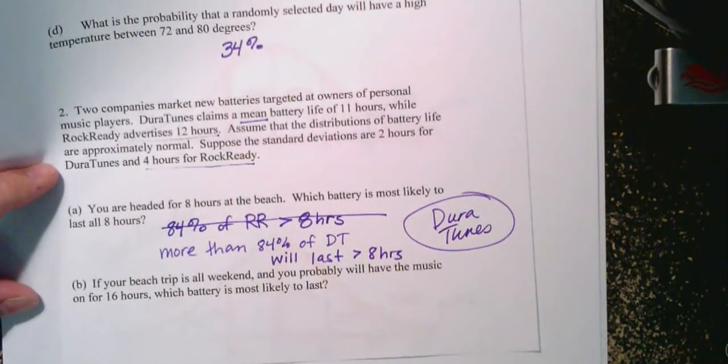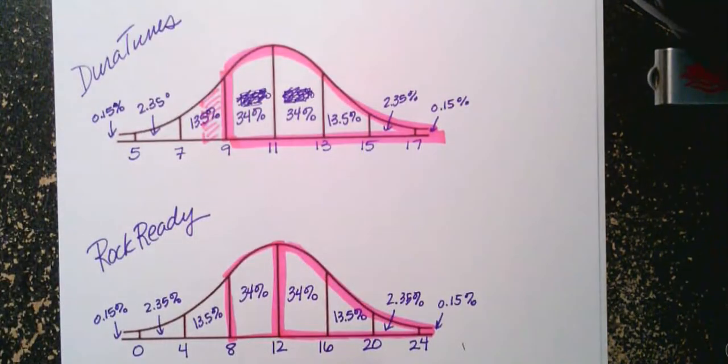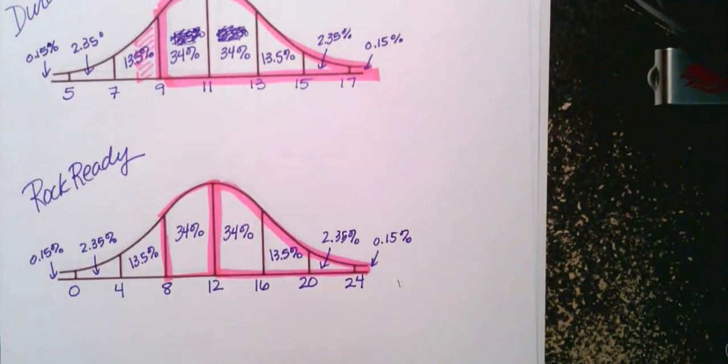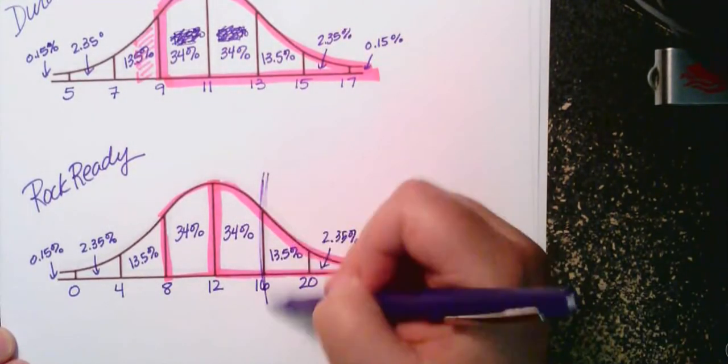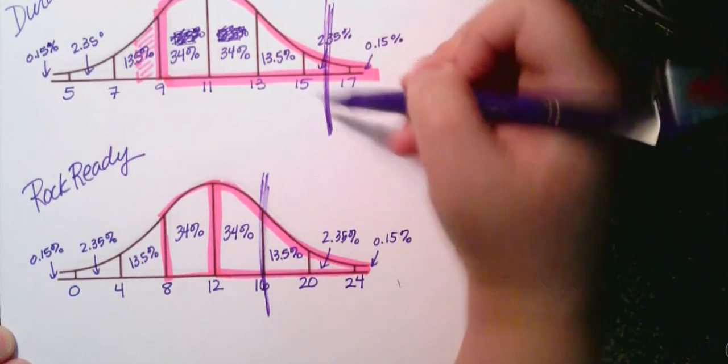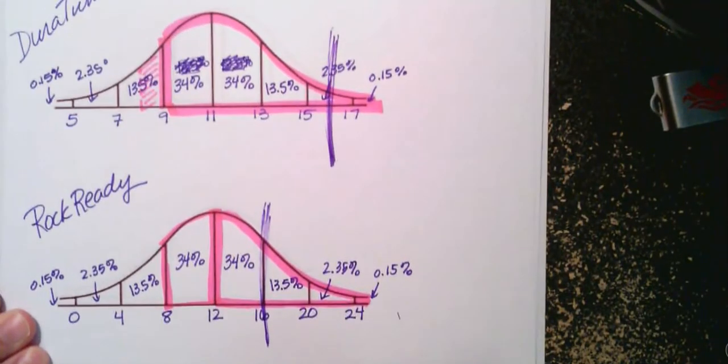If your beach trip is all weekend, and you probably will have the music on for 16 hours, which battery is most likely to last? Okay, 16 hours. So let's find it on each of these. Here's 16 hours on Rock Ready. Here is 16 hours on Duratunes. Well, which one has a higher percentage above there? Because we want it to last at least that long or more. So that means to the right.